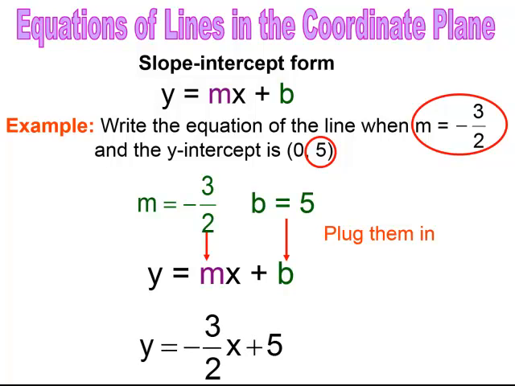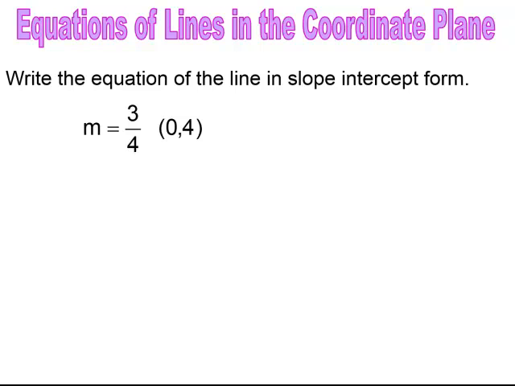So this equation of the line, when the slope is -3/2 and the ordered pair is 0, 5, my equation would equal y equals -3/2 x plus 5. So this is the equation of a line given the slope and the y-intercept. Pause and try.